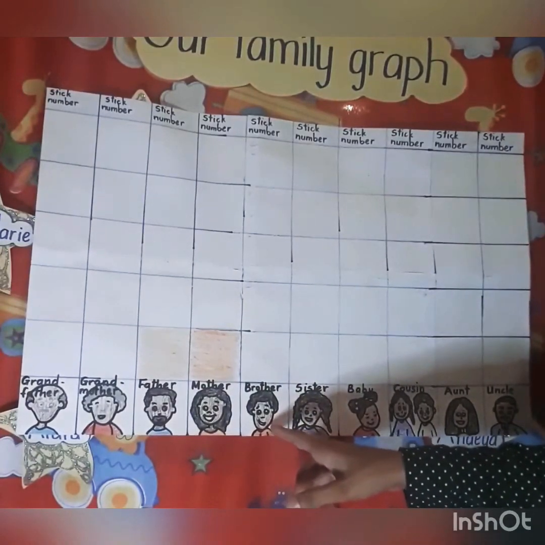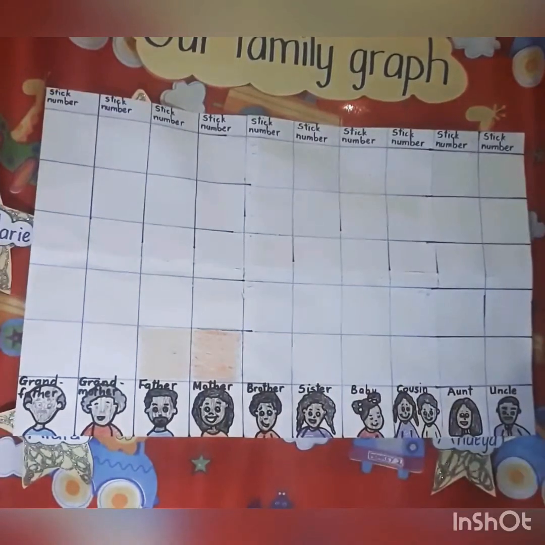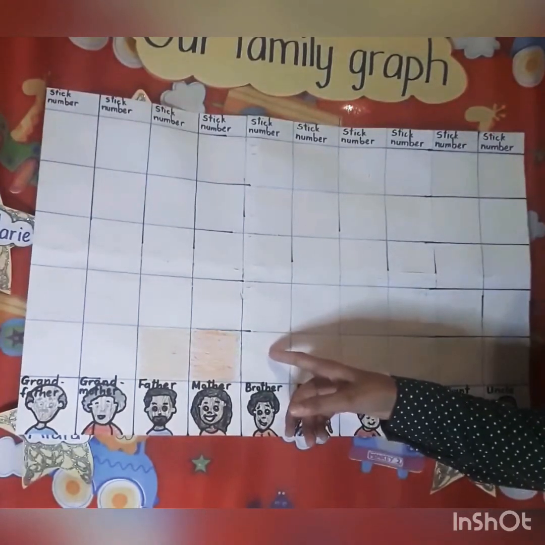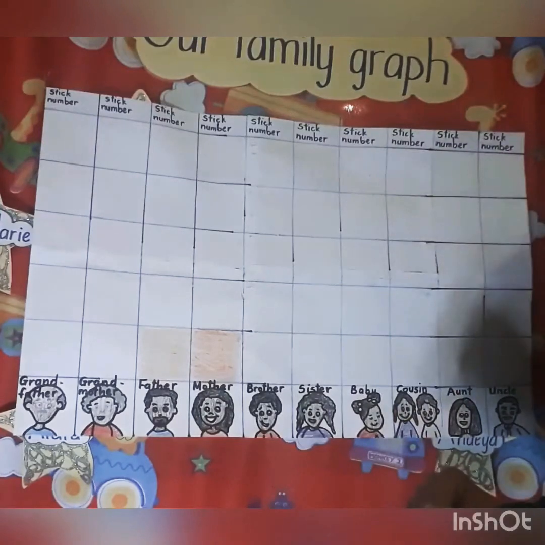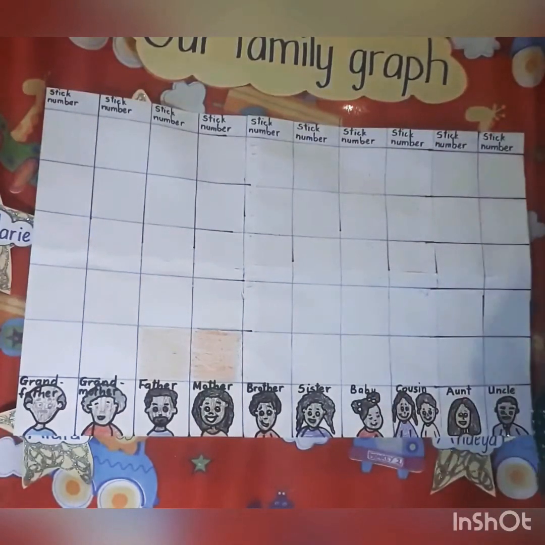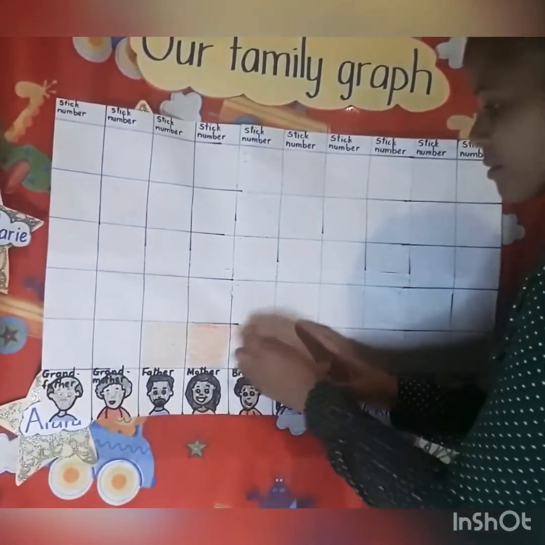Who are you seeing in the picture? Brother. So if your brother lives in the same household as you, what are you going to do? Color the square above brother. But if you have 2 brothers, then how many squares are you going to color? 2. Alright, so Auntie Kizzy has 1 brother. So I'm going to color one of the squares.